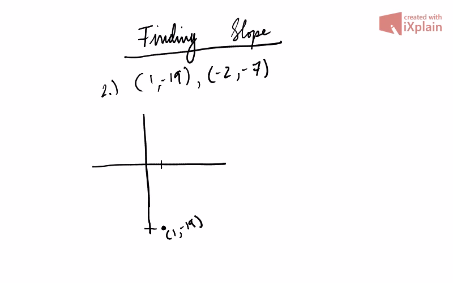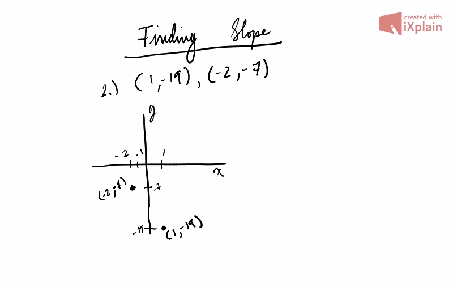(-2, -7), you're in quadrant 3 where everything's negative. So you're over 2 and you're going to be down 7. So let's say that's -7. This is -19 on the y-axis. And then we've got 1 along the x, and -2 for this other one. So this other point right here is (-2, -7).